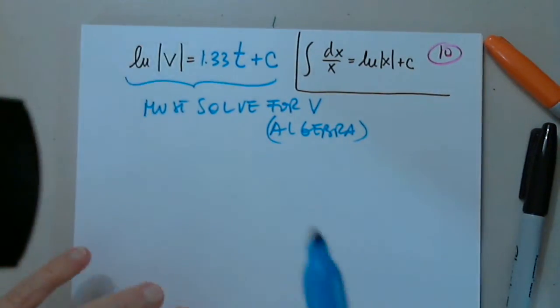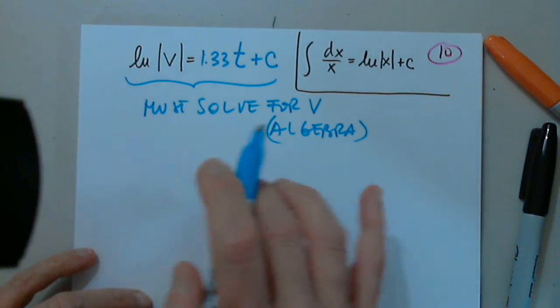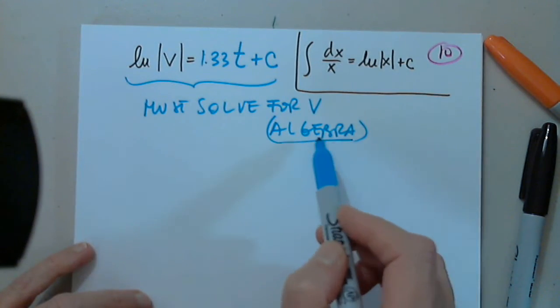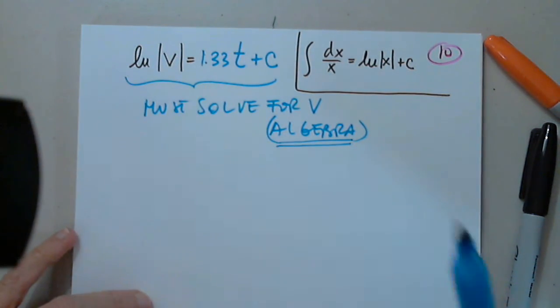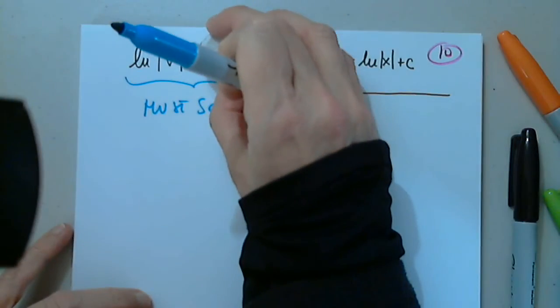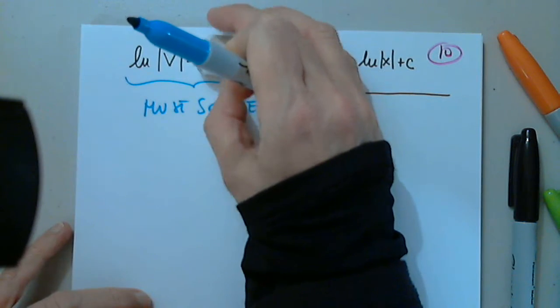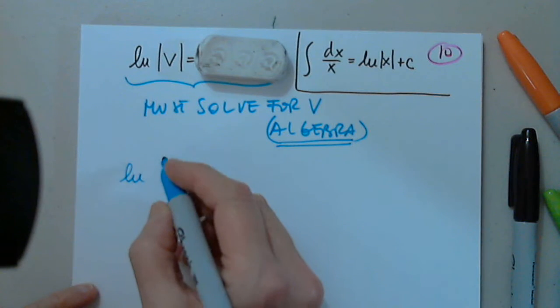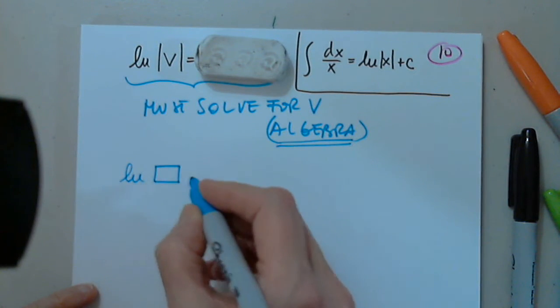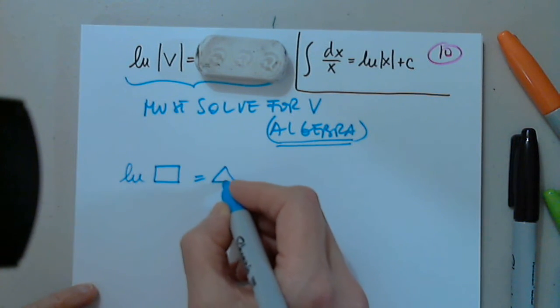Good. So now, from this point on, there is no calculus. It's just algebra. We have to solve for V. Good. So again, I don't want you to get confused. And tell me, how do I solve an equation like this? Natural log of something equals something.